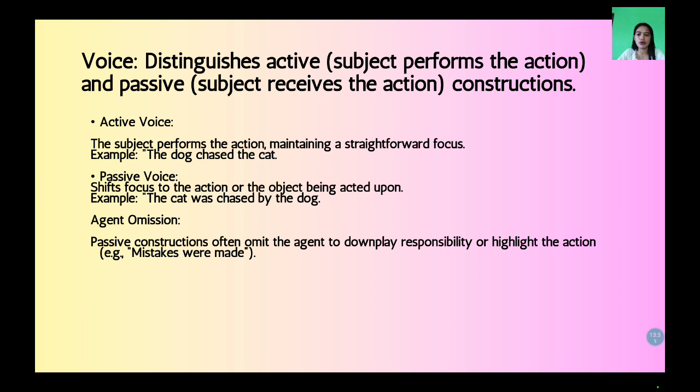Again, the passive voice shifts focus to the action or the object being acted upon. Example, the cat was chased by the dog. In agent omission, passive constructions often omit the agent to downplay responsibility or highlight the action. Example, mistakes were made.